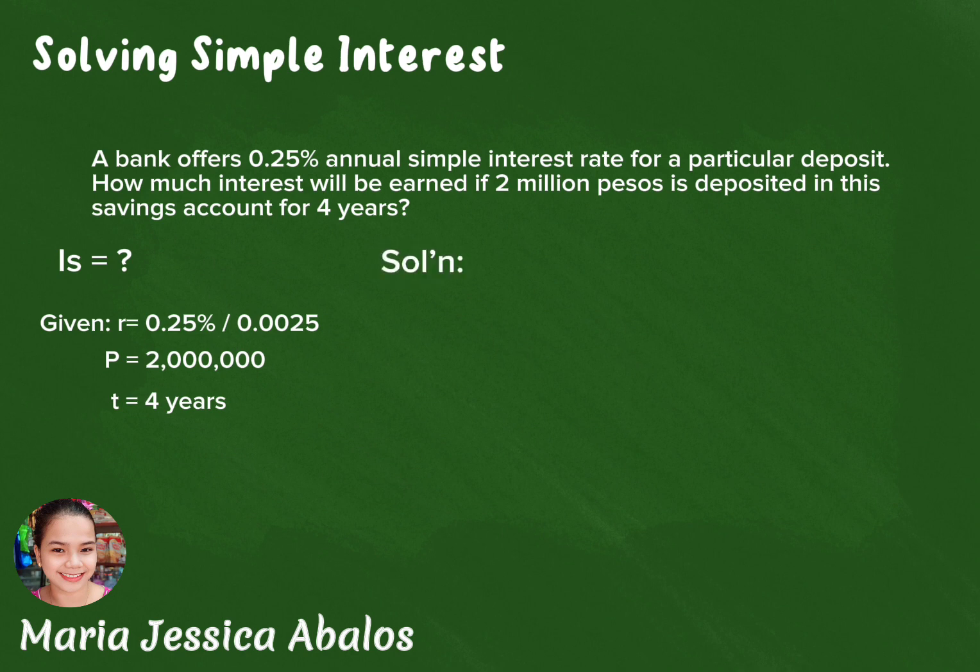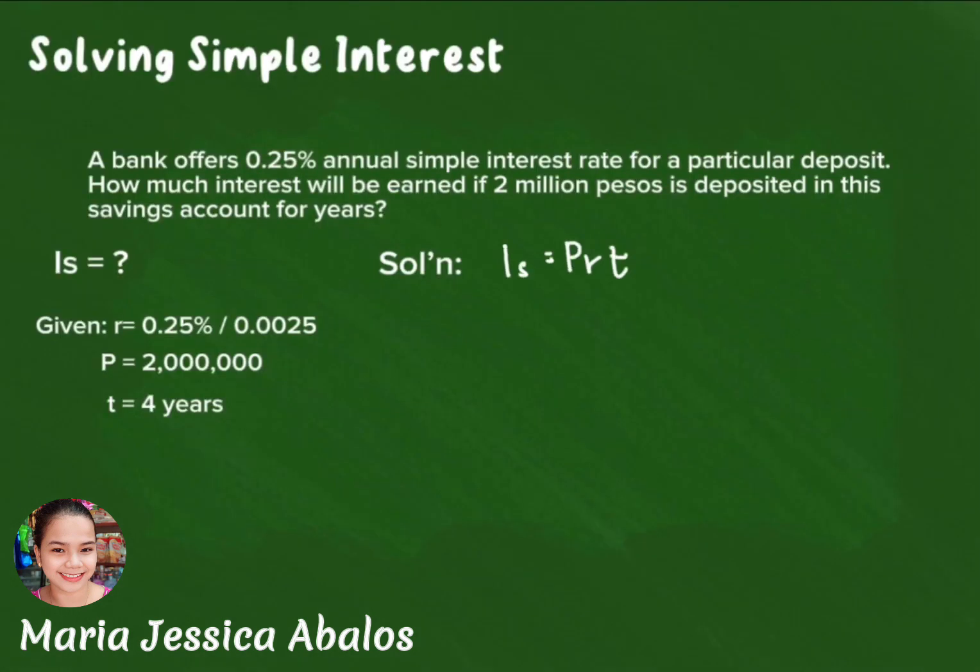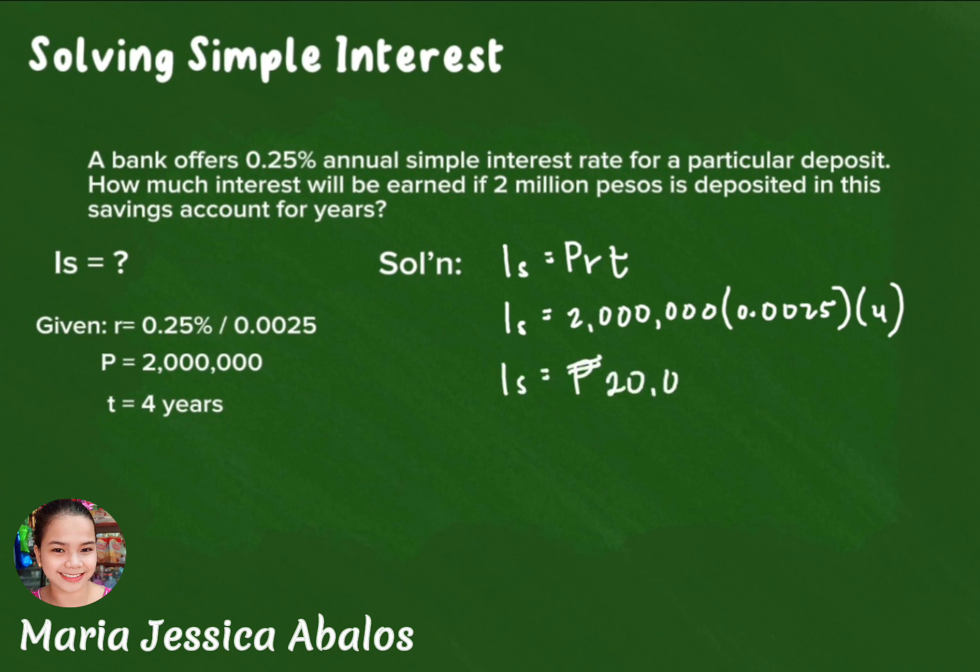The formula for simple interest is I equals PRT. Now we substitute the values. I equals 2 million times 0.0025 times 4. We multiply them all and the answer is 20,000 pesos. Therefore, the simple interest is 20,000 pesos.